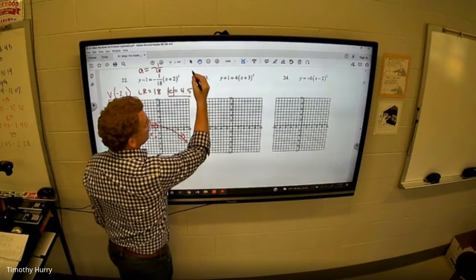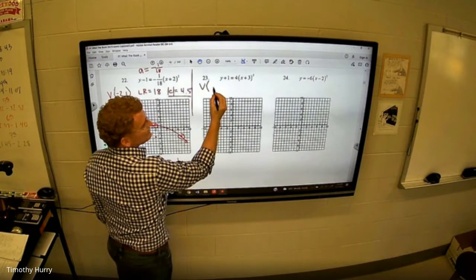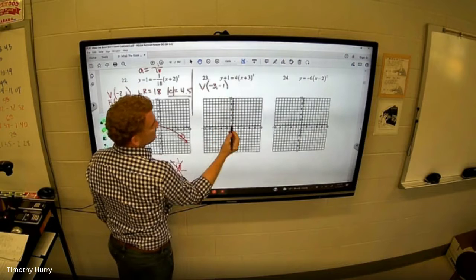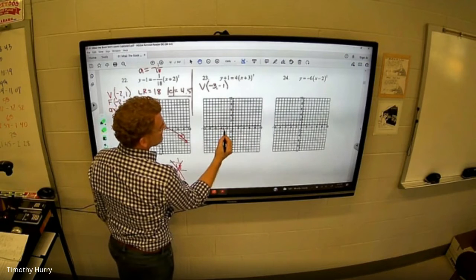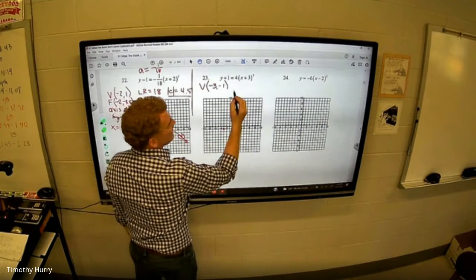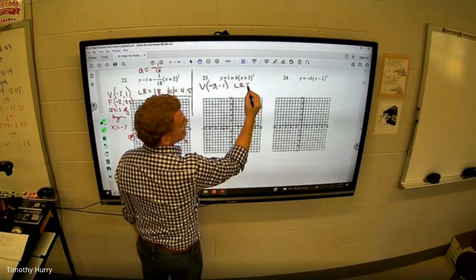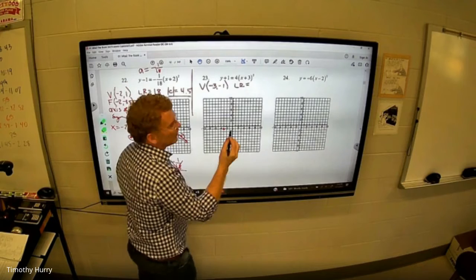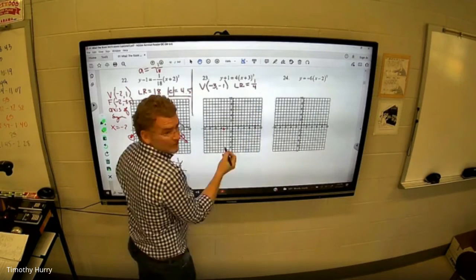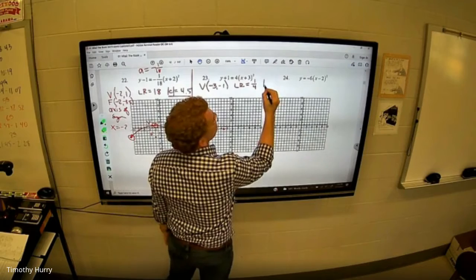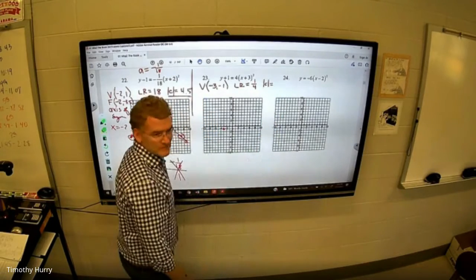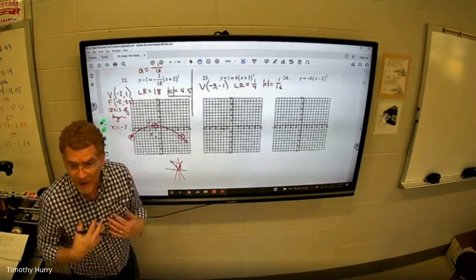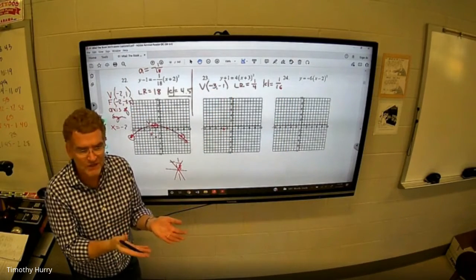But still, what can I do? What is my vertex? Negative 3, negative 1. And mark that. What is the length of my latus rectum? 1/4. Not very helpful, but it is 1/4. What is the absolute value of my C value? 1/16. Not very helpful.